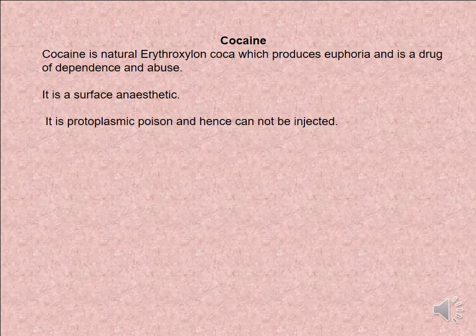The last one is cocaine. Cocaine is a natural local anesthetic agent from Erythroxylon coca, extracted from the coca plant, which produces euphoria and is a drug of dependence and abuse.